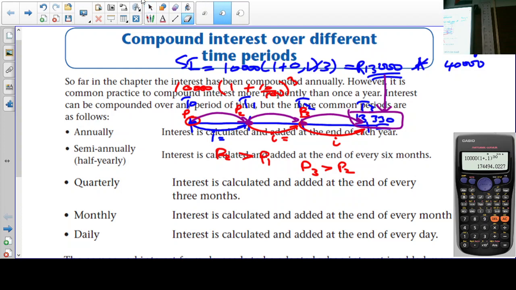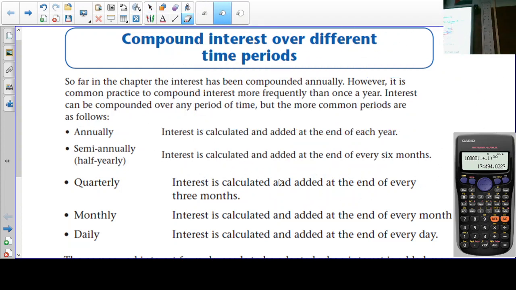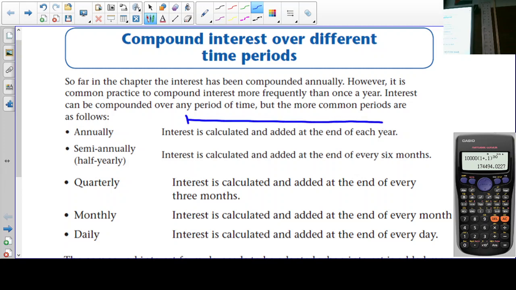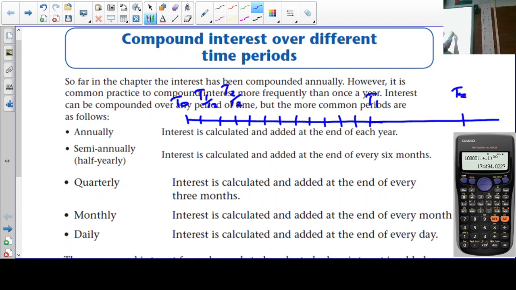So what will happen if we say the interest is compounded monthly? Here we've got T0, T, 1 over 12, T, 2 over 12, and so on, up to 12, that's 1, 2, 3, 4, 5, 6, 7, 8, 9, 10, 11, 12. So that is basically T1 again. Then we add T2, and then again 1, 2, 3, 4, 5, 6, 7, 8, 9, 10, 11, 12, and so on.